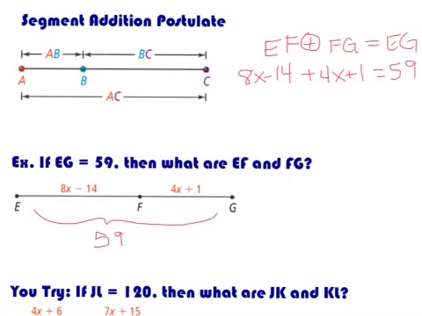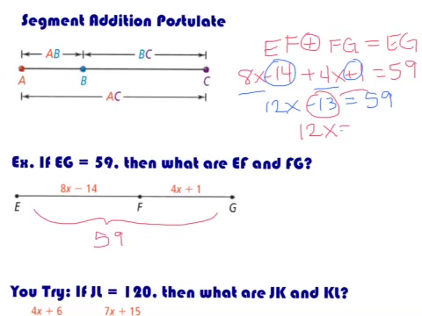And now I'm just going to have to use some algebra. So I'm going to combine like terms. 8x, 4x, I'm going to get 12x. Negative 14, positive 1, I get negative 13, equals 59. I'm going to move this negative 13 to the other side by adding it. So I get 12x is equal to 72. And then I'm going to divide by 12 on each side. So x is equal to 6.